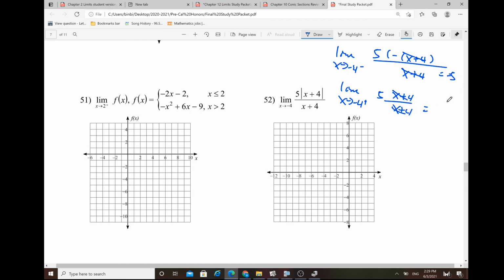And as you can see, the limit from the left is not the same as the limit from the right at negative 4. Therefore, the limit at negative 4 of f of x does not exist, DNE.